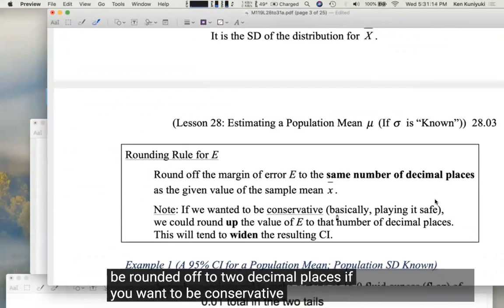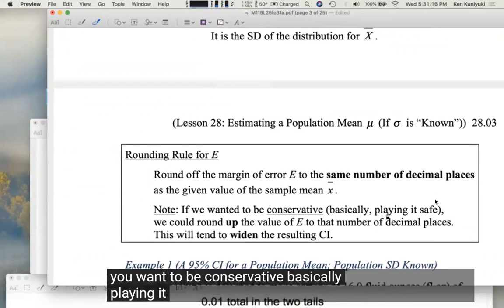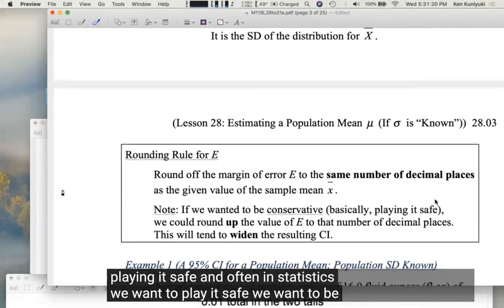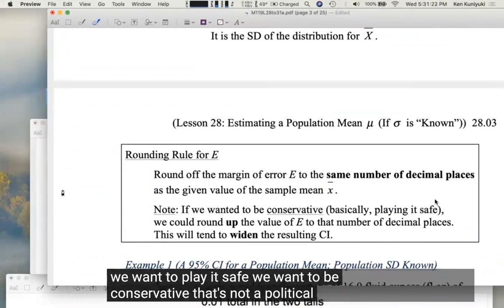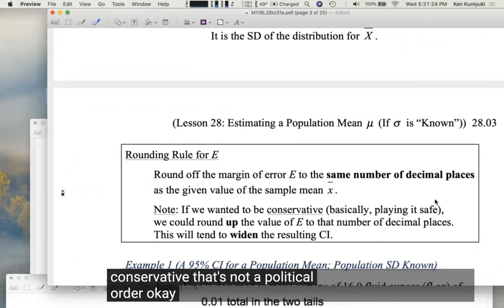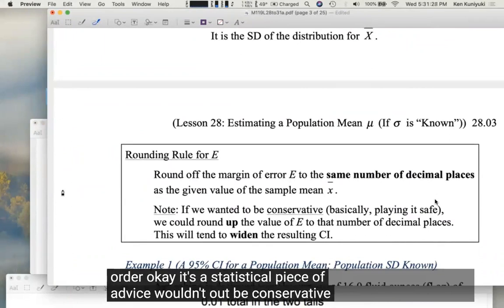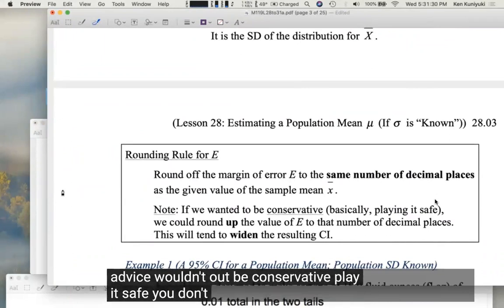If you want to be conservative, basically playing it safe, and often in statistics, we want to play it safe. We want to be conservative. That's not a political order, okay? It's a statistical piece of advice. When in doubt, be conservative. Play it safe. You don't want to be sued.